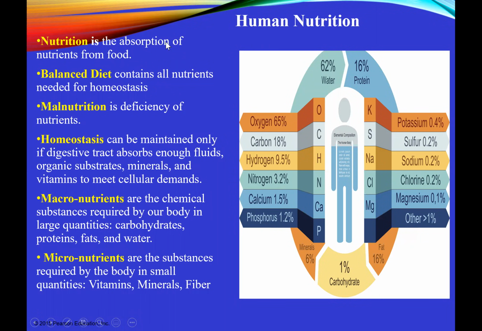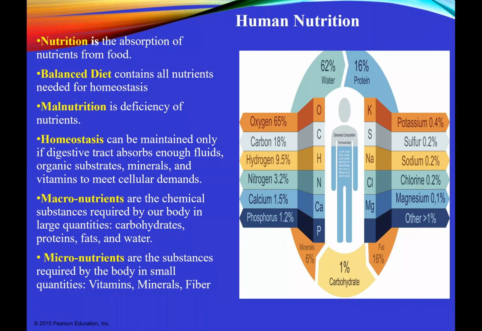The act of absorption of nutrients from your diet is called nutrition. A balanced diet will have all the elements that your body requires for survival. Then it's called a balanced diet. When there are not enough nutrients, it is called malnutrition.